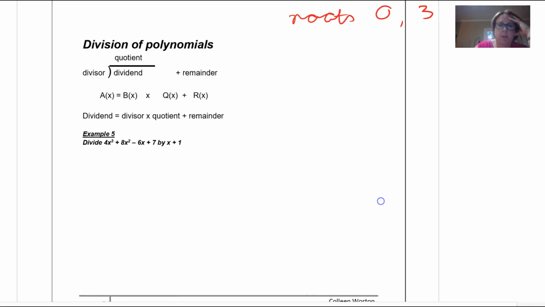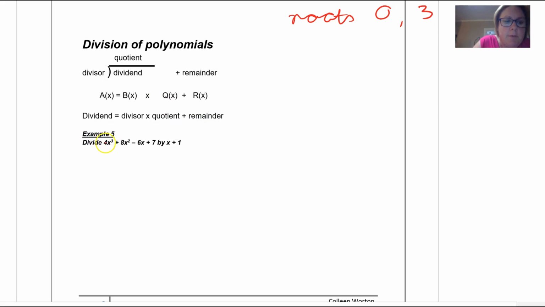Alright, division of polynomials. I need to be able to divide them. And you've got to think back to primary school. Now, I'm not even sure in your era if you learnt this in primary school, but the divisor divides the dividend to get the quotient and the remainder. Dividend equals divisor times quotient plus remainder.